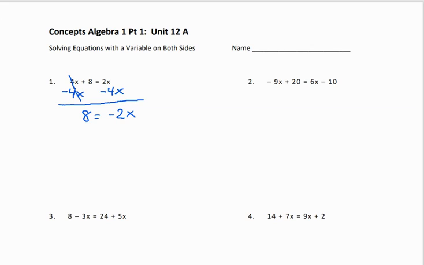Now I want x to be fully alone. It says negative 2x, so how do I undo that negative 2? We divide. It's saying negative 2 times x, so I divide by negative 2, and 8 divided by negative 2 is negative 4. On the right, those negative 2s cancel, and I'm left with x. Questions?